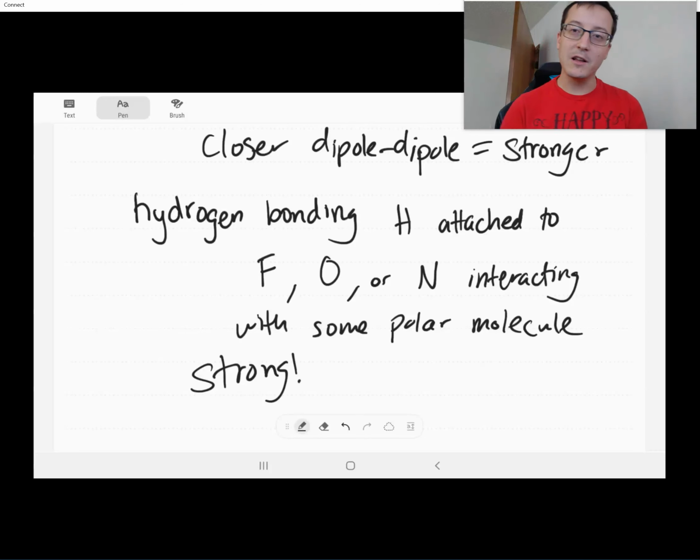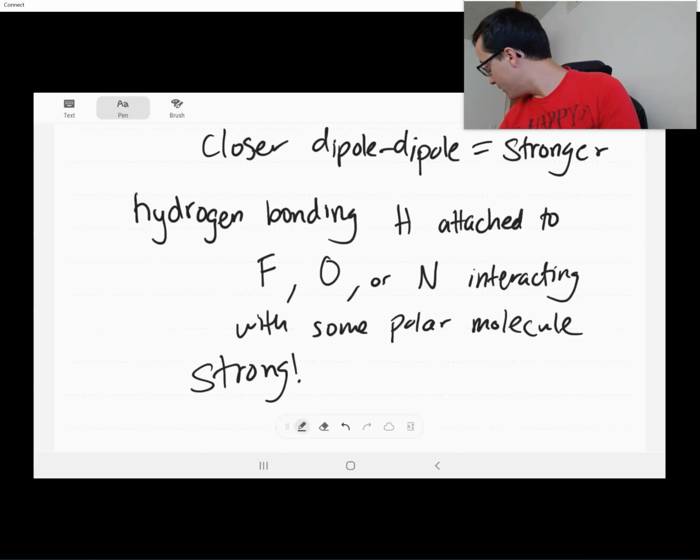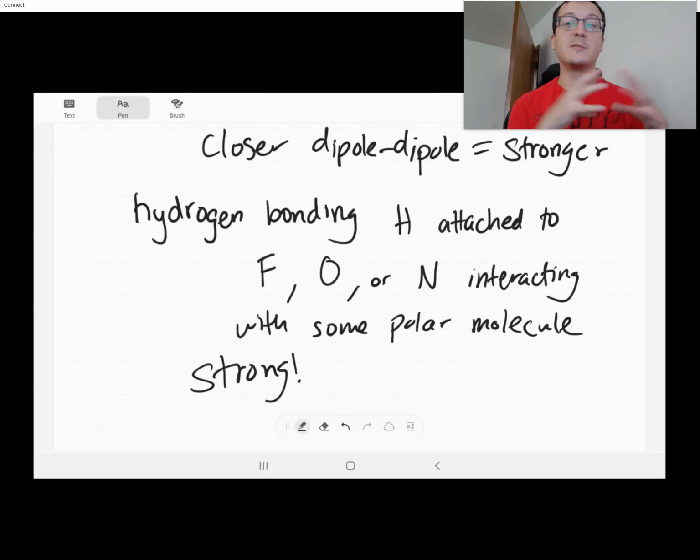Okay, you can have dipole-dipole interactions between any two polar molecules. They could be the same molecule, like two sulfur dichloride molecules, or it could be two different ones, like sulfur dichloride and water. We can also have hydrogen bonding, which is hydrogen specifically attached to fluorine, oxygen, or nitrogen. And that's going to be interacting with any polar molecule. So again, it could be another molecule with hydrogens attached to fluorine, oxygen, nitrogen, or it could be just some other polar molecule. Okay? So far, so good?